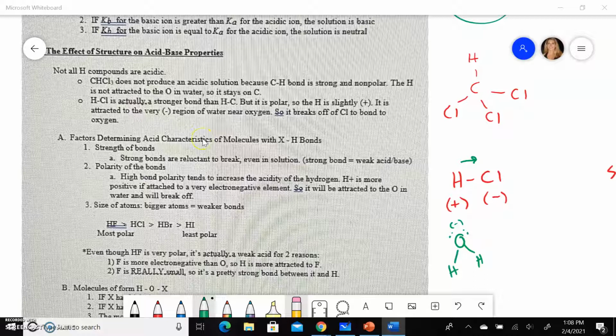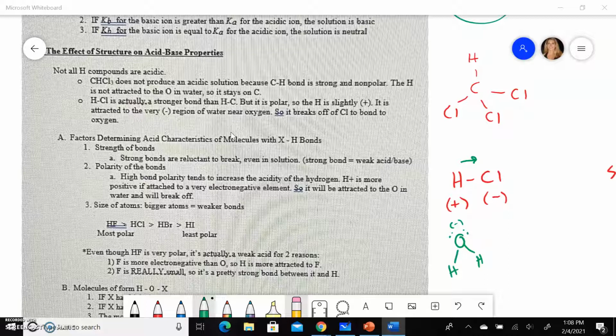Some other factors you can look at. It's pretty common that you'll see questions listing several acids and asking you to rank them in terms of strength. Which one is the strongest? Which one is the weakest? Obviously, you should look for the 6 strong acids first. But then beyond that, you could talk about some of these factors. So one is the strength of the bonds. If it's a stronger bond, then it's not as likely to break apart, which means it would not be as acidic. You could also look at the polarity.